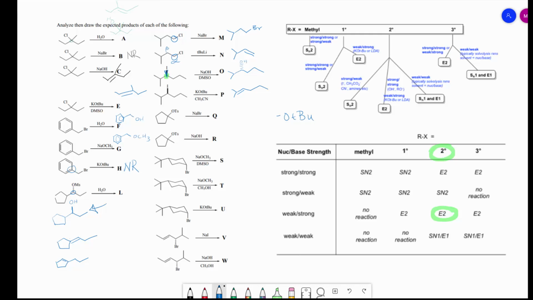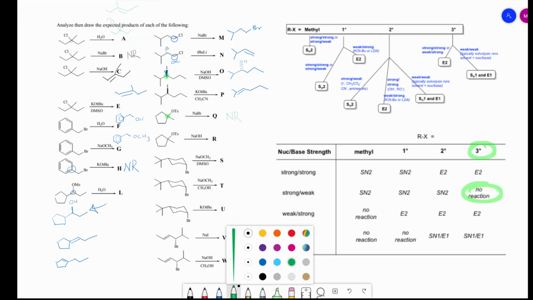Now for Q, we have a tertiary carbon that is attached to a heteroatom. So this guy is tertiary. And NaBr, again, NaBr is a strong nucleophile but a weak base. So we expect there to be no reaction for Q.